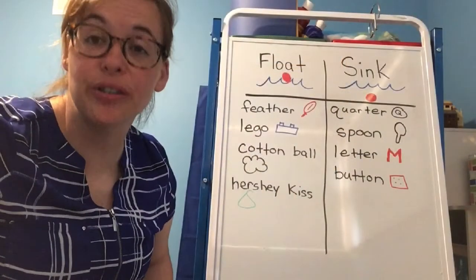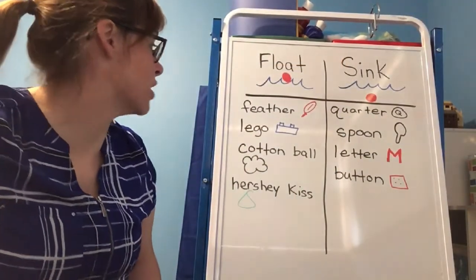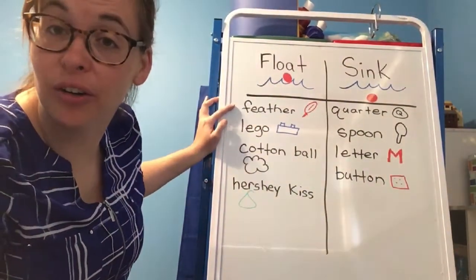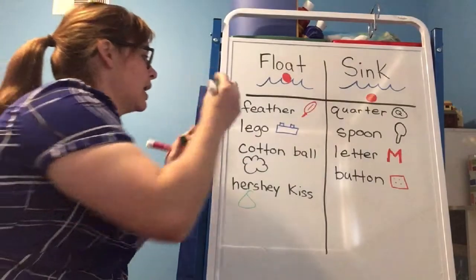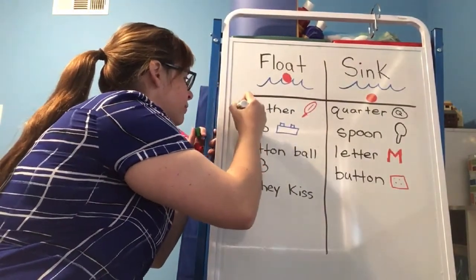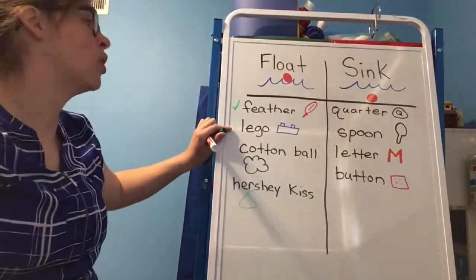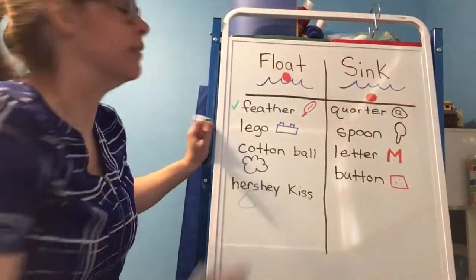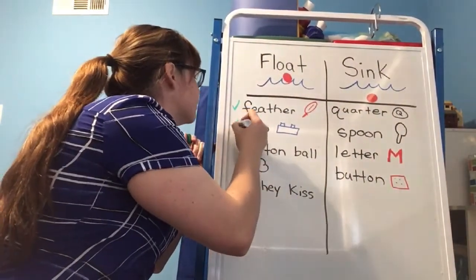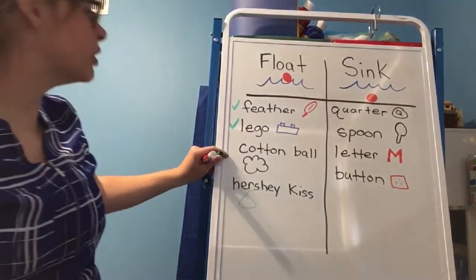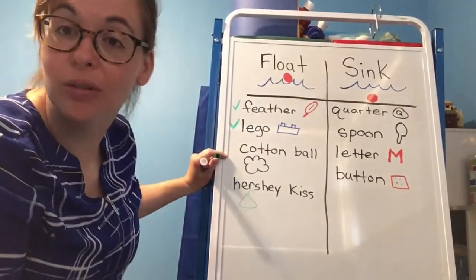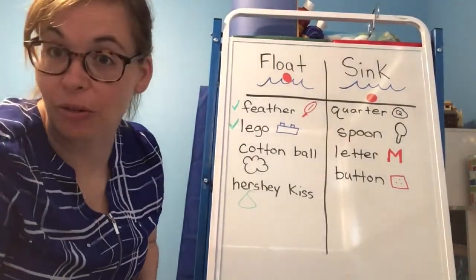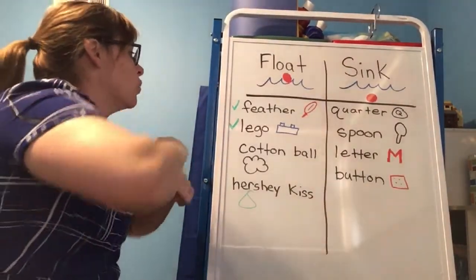Now let's check our results with our predictions. So we made a guess that the feather would float. And it did. We guessed that the Lego would float. And it did. Now, my prediction was that the cotton ball would float. I thought because it was fluffy, it would stay at the top. But it didn't, right? It went to the bottom. So we'll put an X there.